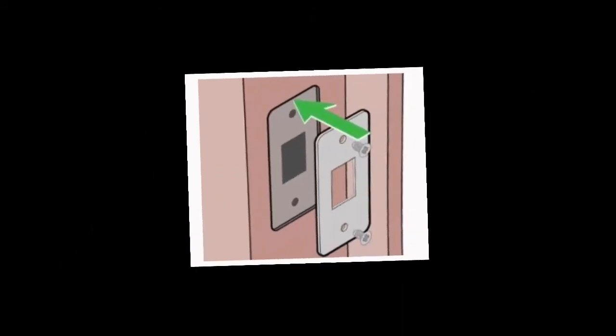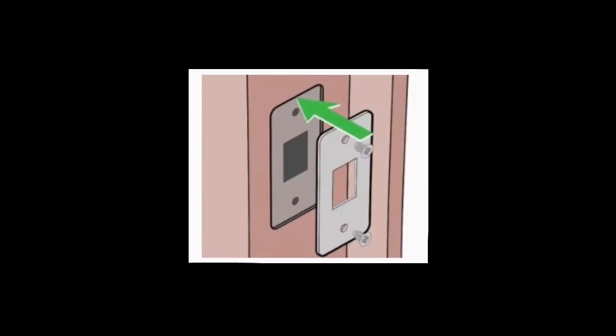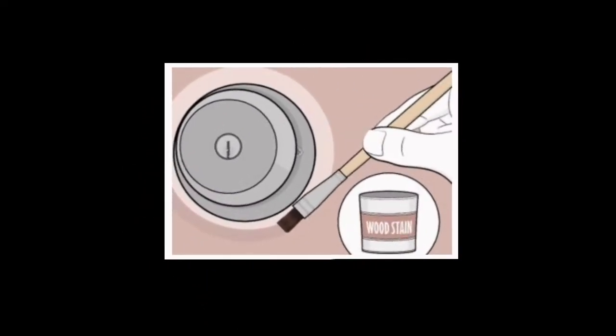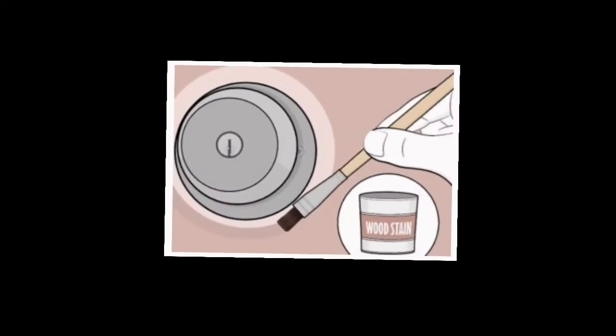Step 11. Screw in the new strike plate. Step 12. Test if it works. Step 13. Refinish or repaint the area around the doorknob if necessary.